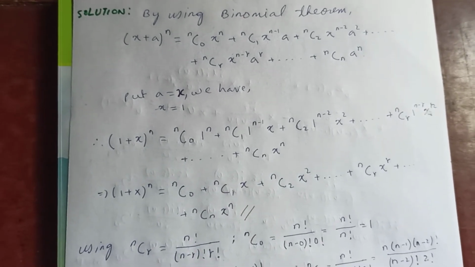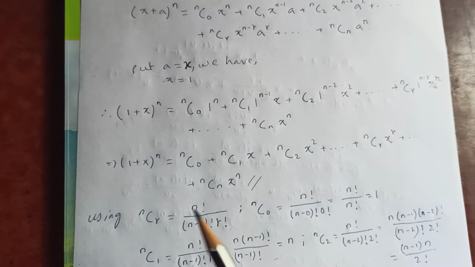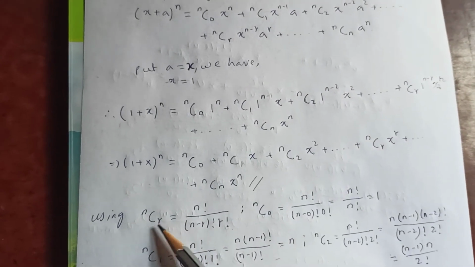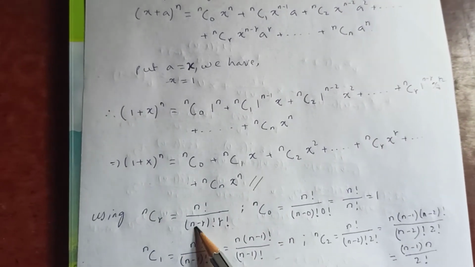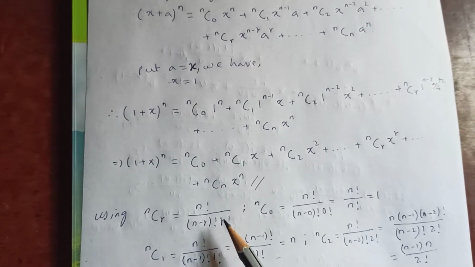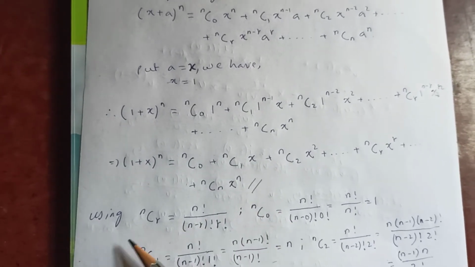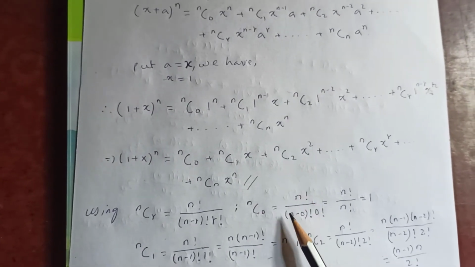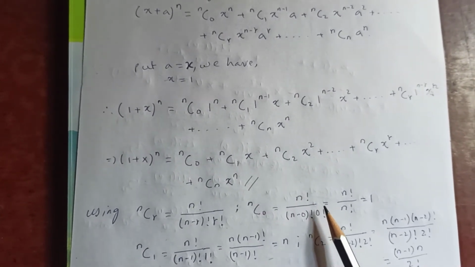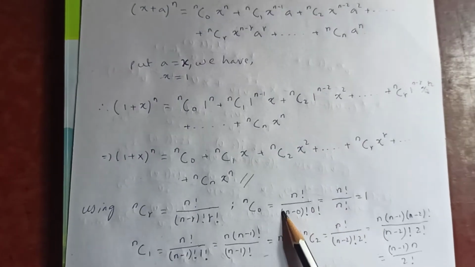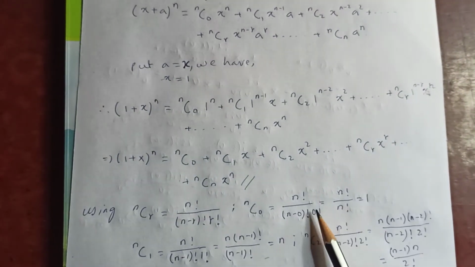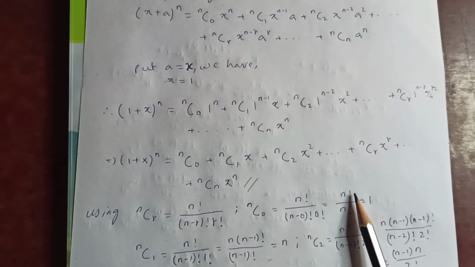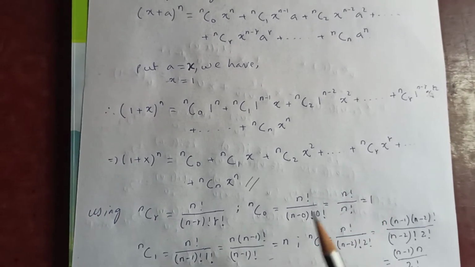But if you want to expand more, using the combination formula, nCr is n factorial by (n minus r) factorial into r factorial. So nC0, in place of r let's put 0, which is n factorial by (n minus 0) factorial into 0 factorial, which is n factorial by n factorial, and 0 factorial is just 1, so it cancels out to just 1.